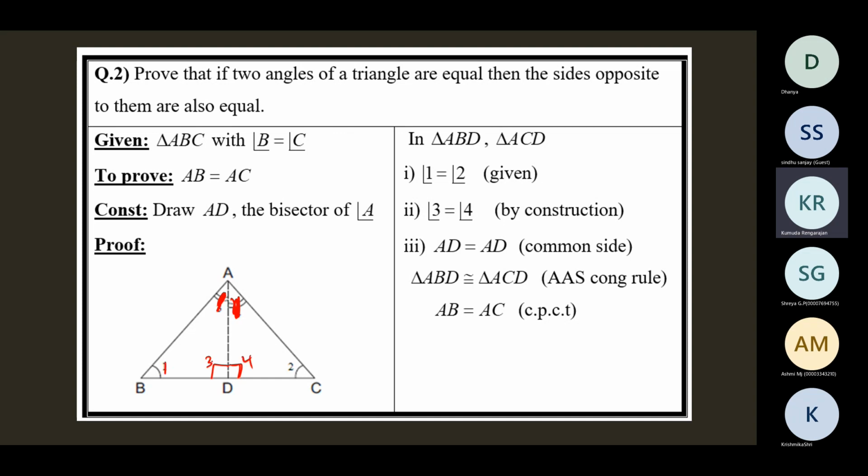So we have angle 1 is equal to angle 2, given. Angle 3 is equal to angle 4 by construction. AD is equal to AD, common side. So again, by the AAS rule, the two triangles are congruent. CPCT, AB is equal to AC.